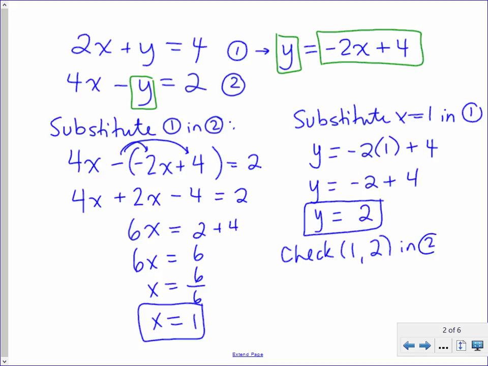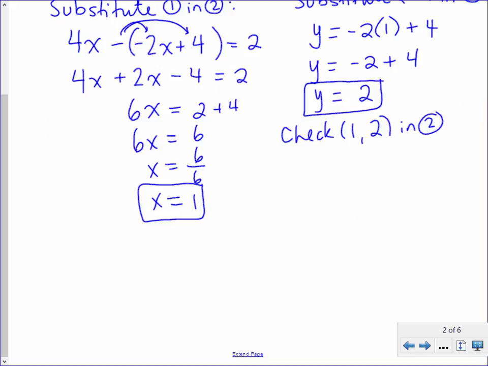Check in that one. Next year, you might have a teacher who wants you to check in both. You just do whatever their expectation is. Okay, I'm good with you just checking in the other one that you didn't just use.